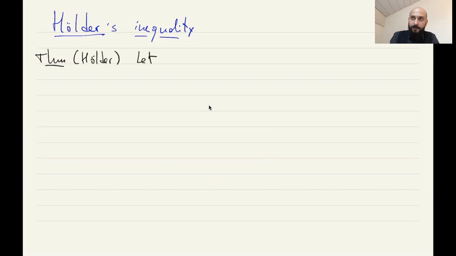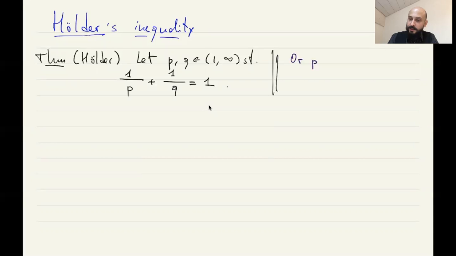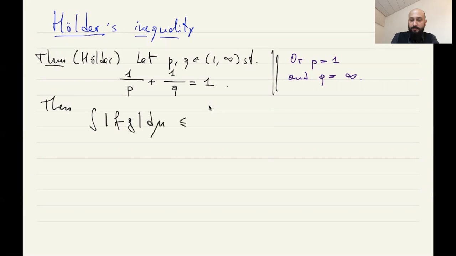So let p, q in [1, infinity] be such that 1 over p plus 1 over q is equal to 1. Or, if p is 1, then we take q to be infinity. So both cases are okay for us. Then what the inequality says is that we can integrate the absolute value of the product fg with respect to the measure, and this can be bounded by the p norm of f times the q norm of g.